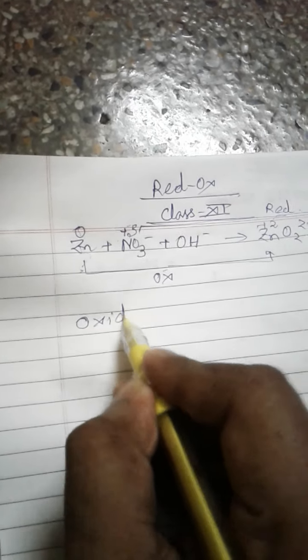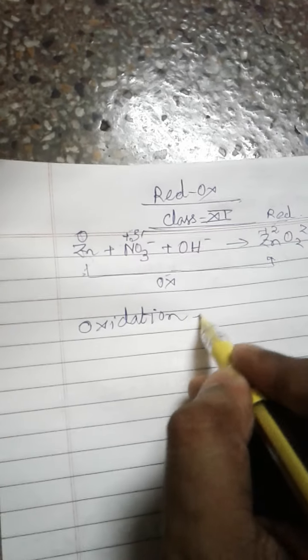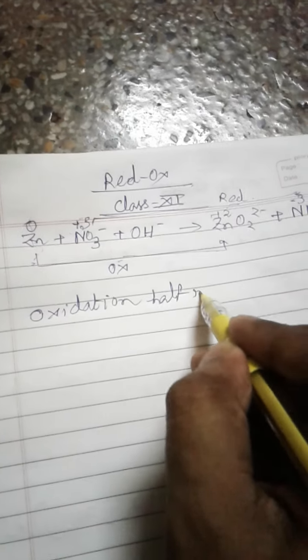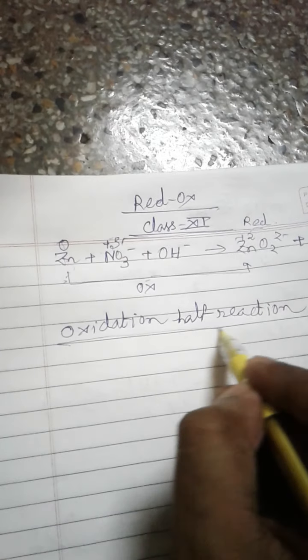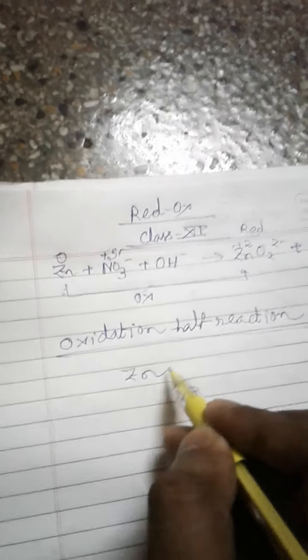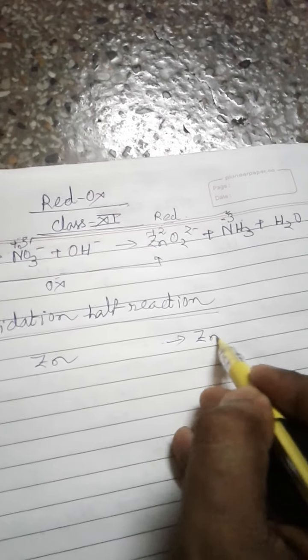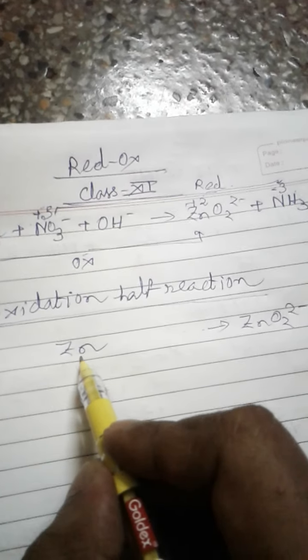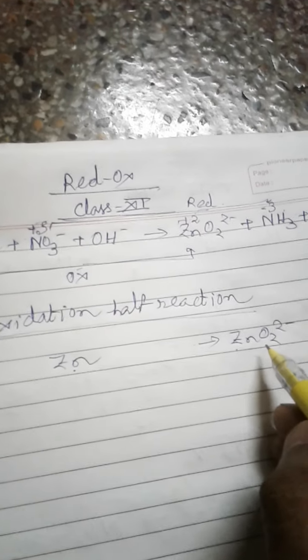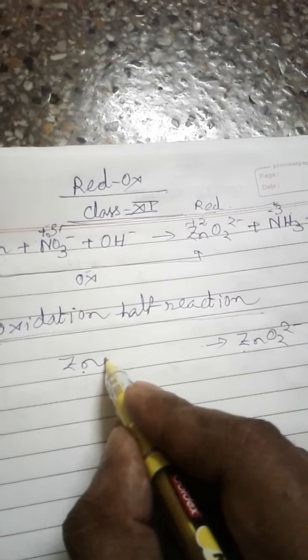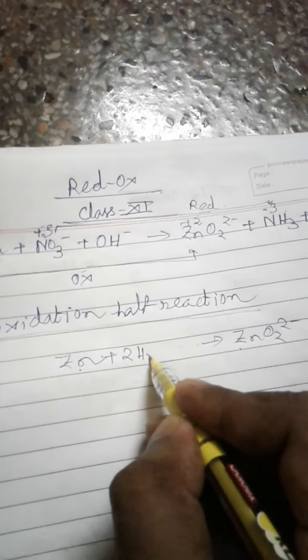Now we first write the oxidation half reaction. Which one is the oxidation half reaction? That is only zinc to ZnO2 2 minus, and we have to balance the equation separately. The zinc atom is present equally on both sides, and now we have to balance the oxygen atoms with the help of water, so we must write two water molecules.